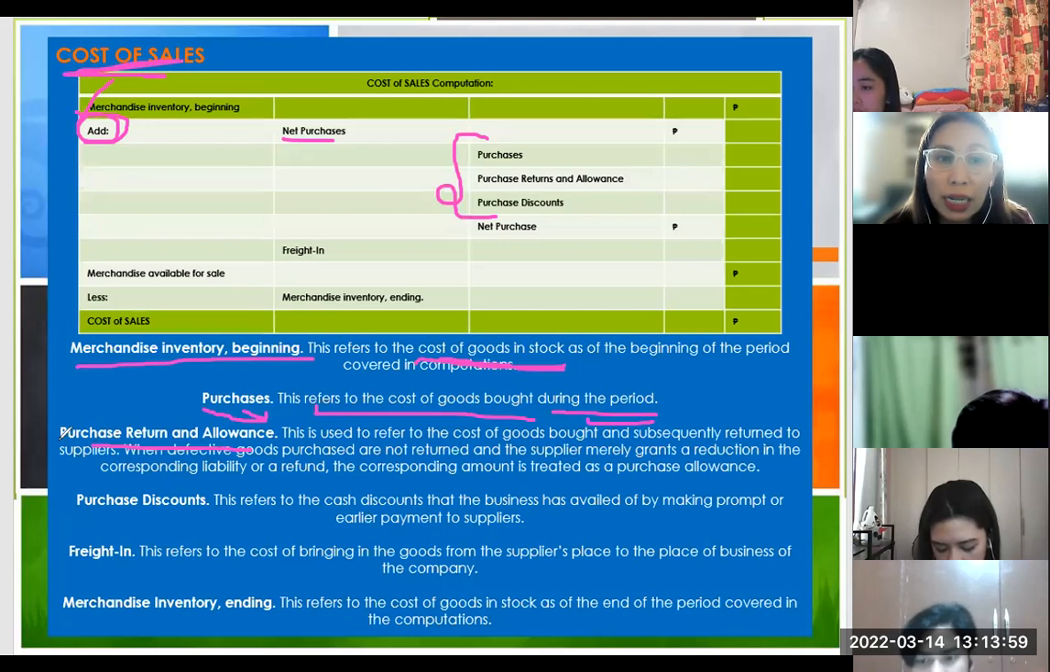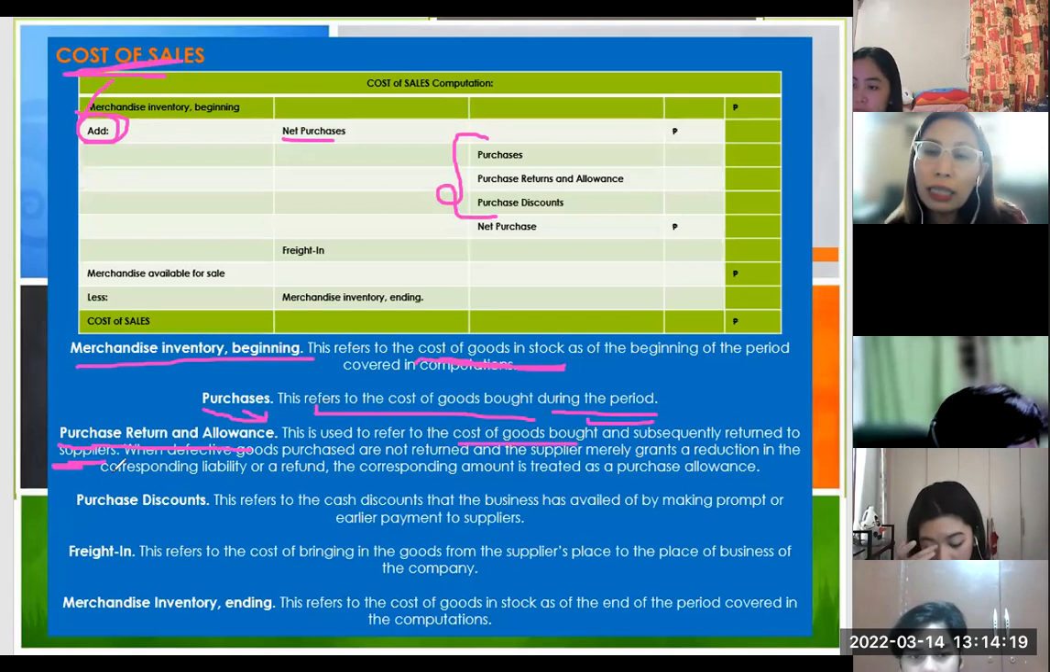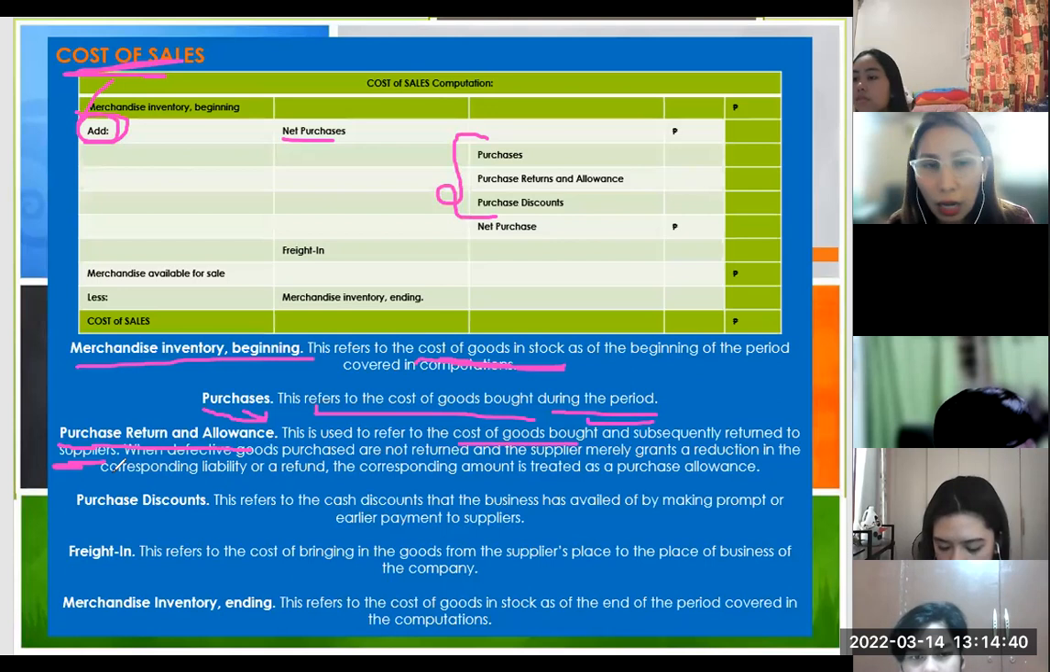Okay, ito naman purchase return. O, ano naman tong purchase return? This is used to refer to the cost of goods bought, subsequently returned to suppliers. O, ito naman ay ni-return sa supplier. Okay, again, cost of sales. Tayo yung bibili. O, sa pagbili natin ng mga products, there are times that we return specific products. Ano yung mga reasons ulit kung bakit mayroong mga sulian ng mga products?